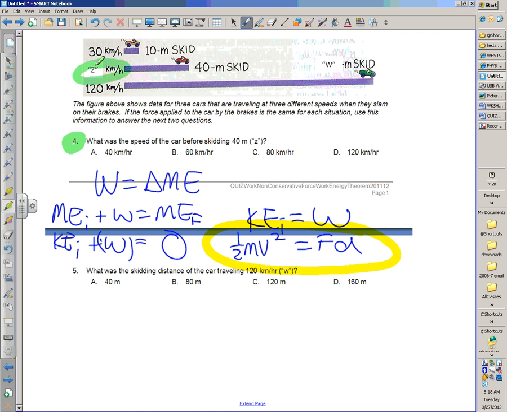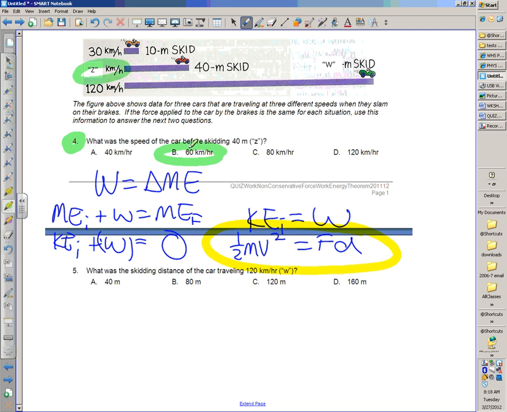If the mass is the same, right? T goes up by a factor from 1 to 4, right? But what does that mean from a velocity standpoint? The velocity is twice as big because 2 squared gives you 4. So that means that the answer to this question is 60 kilometers per hour.